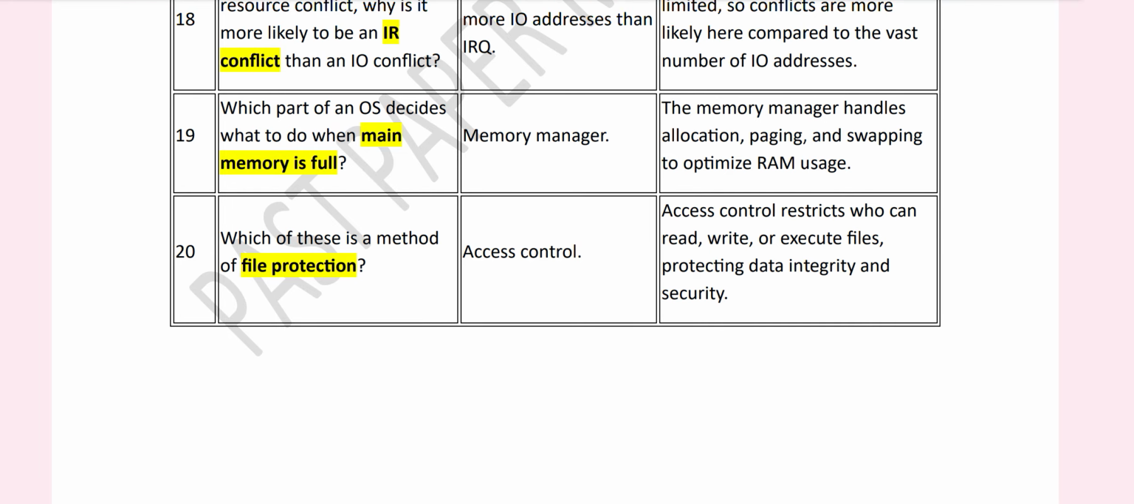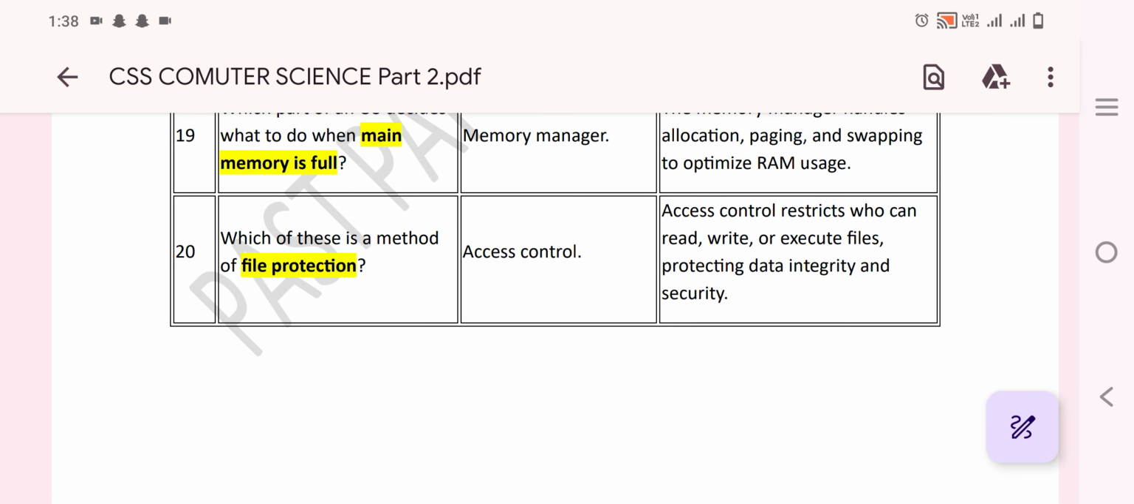Question number 20 is, which of these is a method of file protection? Right answer is access control. Access control restricts who can read, write, or execute files, protecting data integrity and security.